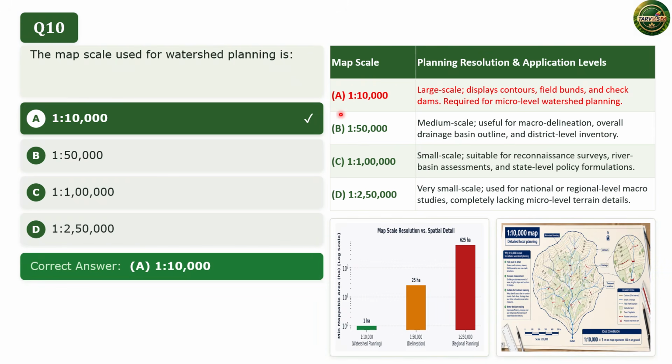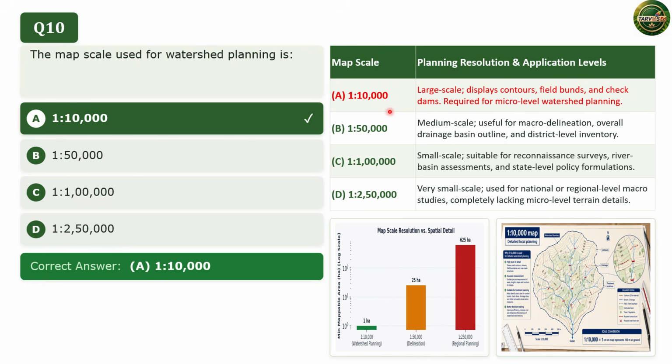Let's see what map scale is. That is, 1 centimeter on the map will cover how many centimeters on the ground. That is called map scale. So in case of 1 is to 10,000, 1 centimeter of the map will cover 10,000 centimeters of the ground, which is equivalent to 100 meters on the ground.